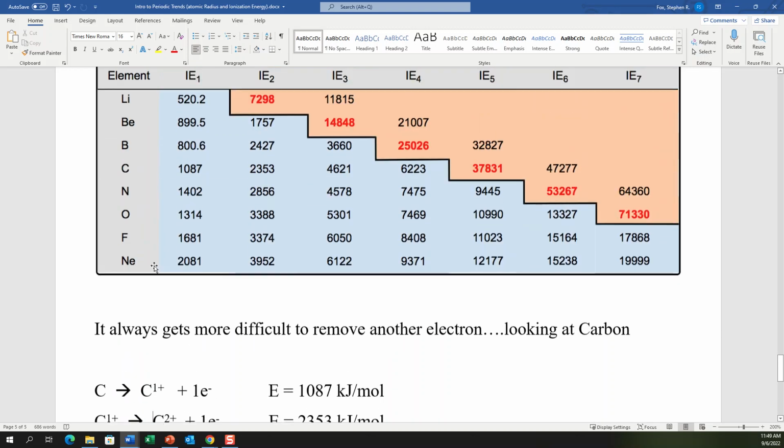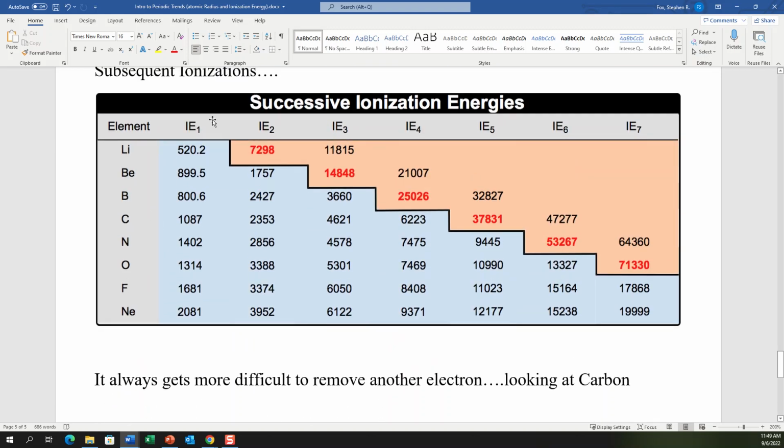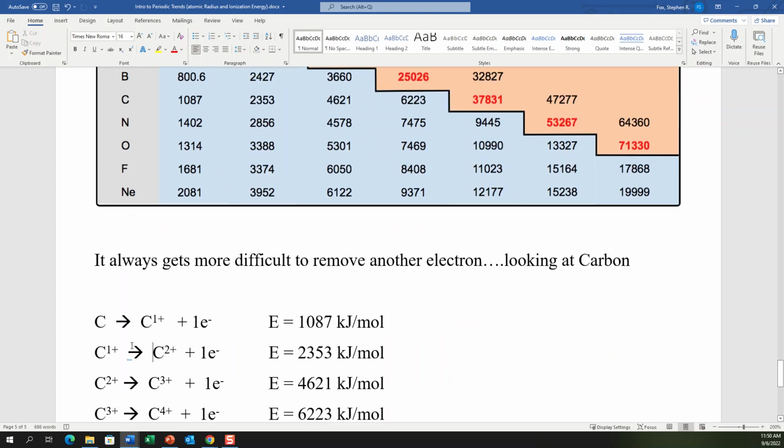But the first thing to notice is, it doesn't matter whether it's the first, second, third, fourth, fifth, sixth, or seventh ionization. It always gets more difficult to remove an electron. So what I want you to notice is, for lithium, first ionization, second ionization, third, these numbers are getting bigger. It always gets harder to remove another electron. And think about that, right? Why would that be?